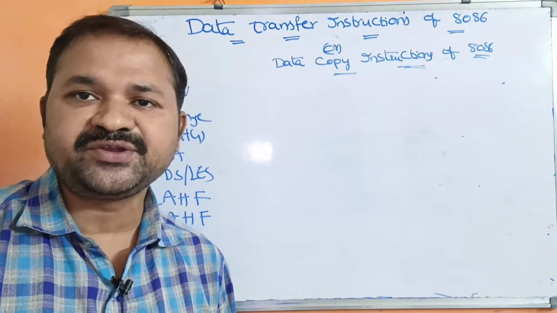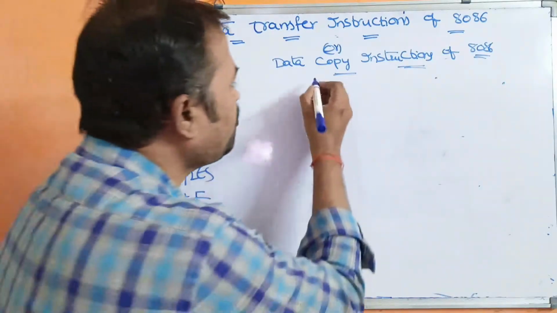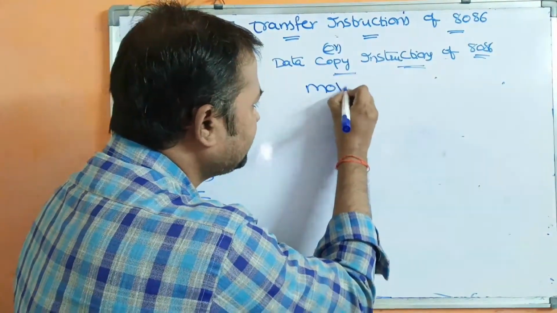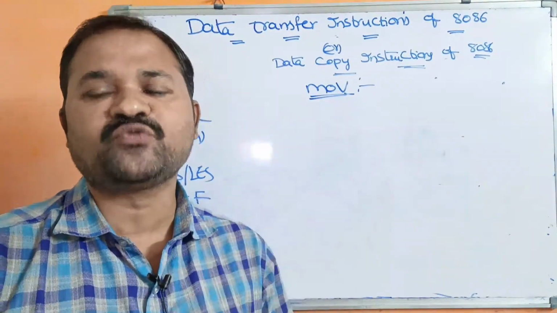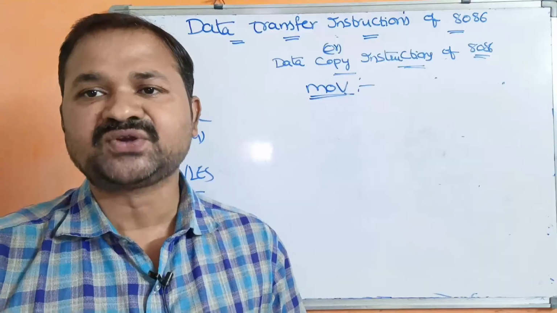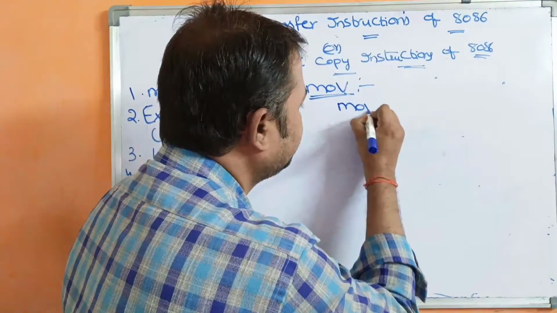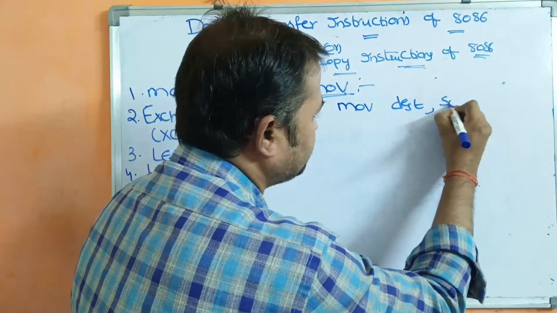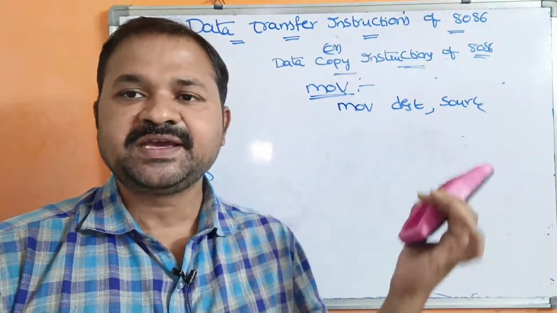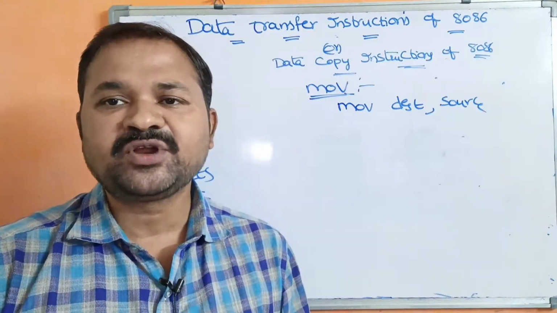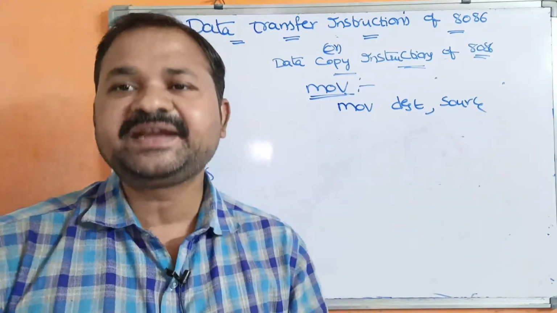In this video, we are going to discuss all the instructions in detail with the help of examples. The first one is the move instruction. The mnemonic for the move instruction is MOV. The move instruction is useful to move the data from the source to the destination. The syntax is MOV destination, source. Here the source and destination may be either a memory location or a register. Source may be some immediate data also.